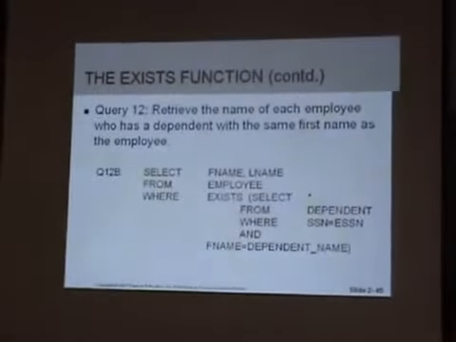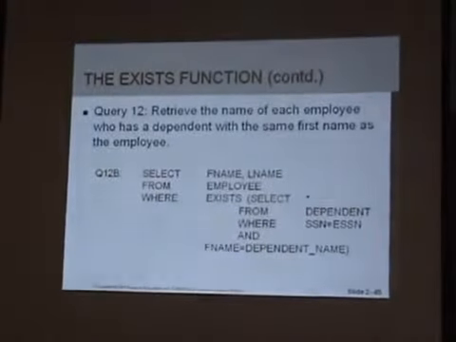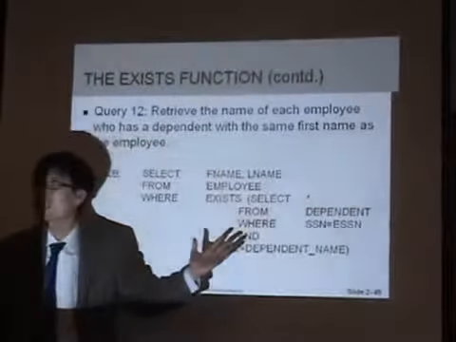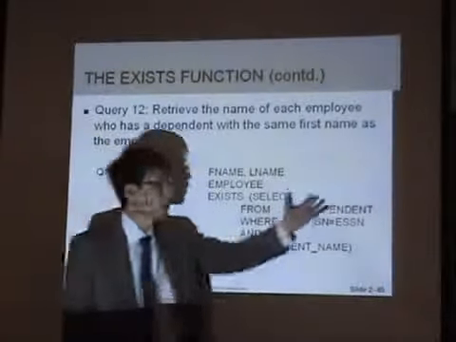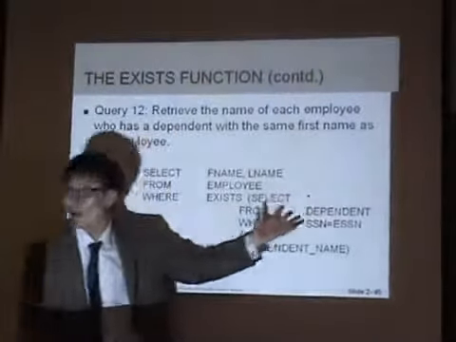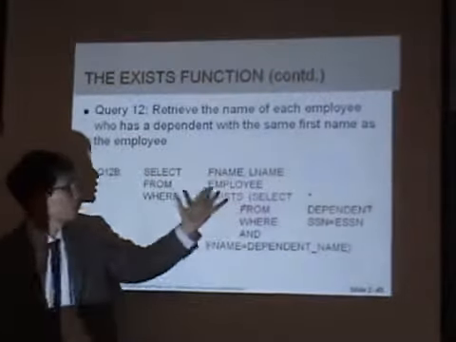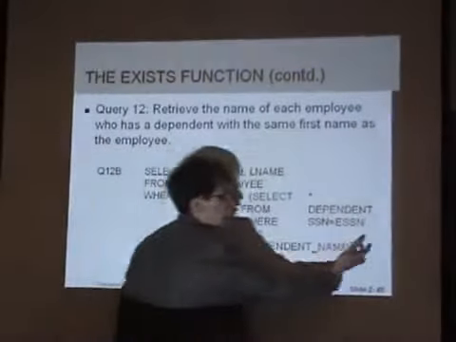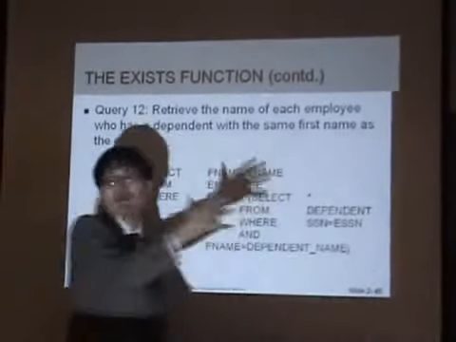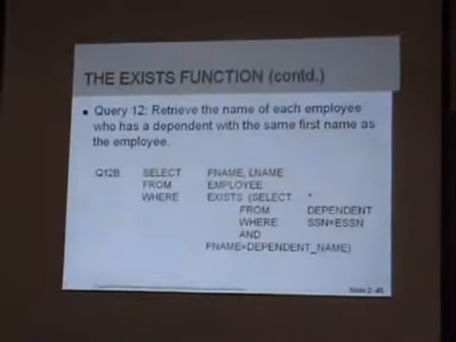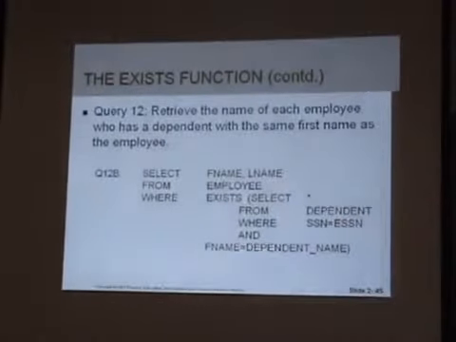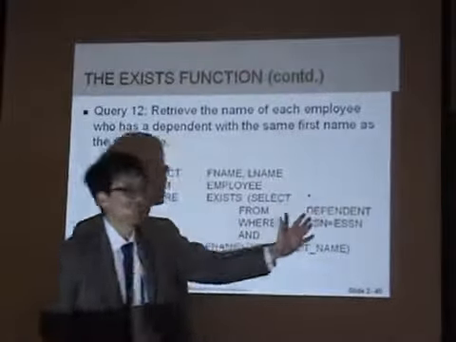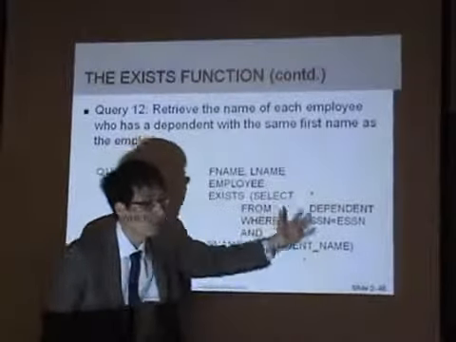How many data? One or more. Sometimes we can have more than one dependent who has the same first name. Anyway, if one or more, at that time we can check whether there exists. You don't have to make the count of dependent bigger than one. Just using exists, you can check the existence of the result of the nested query.